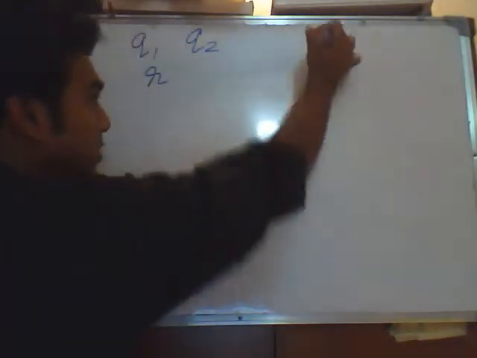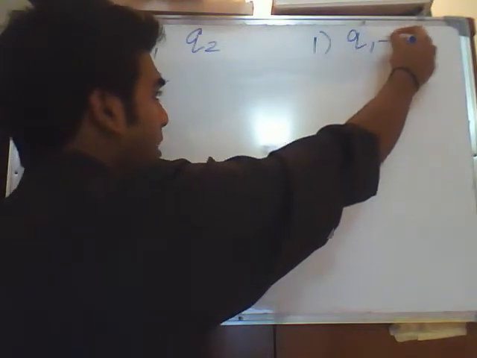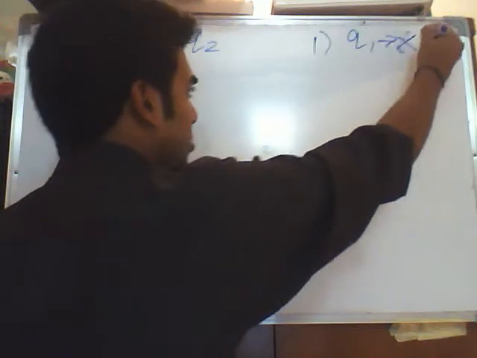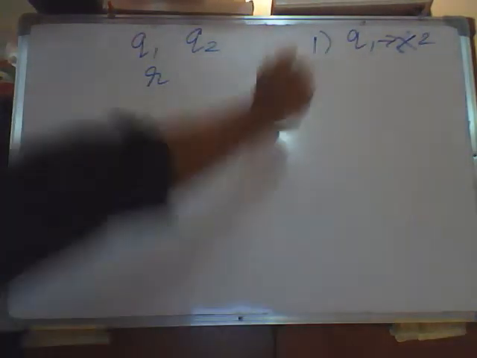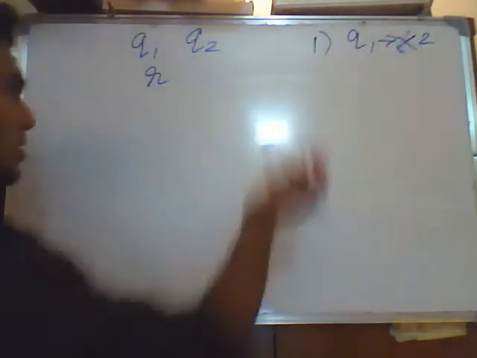So let's see, we're doing the first type. We say that Q1 is doubled. Let's just say it is times 2. Q1 is doubled. What do you think would happen? What would happen to the force if Q1 is doubled?